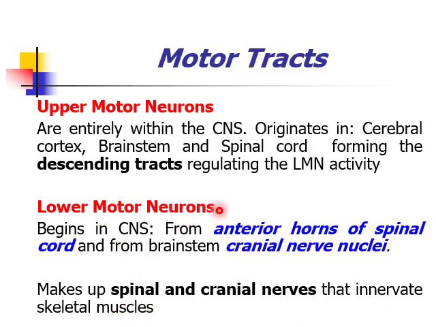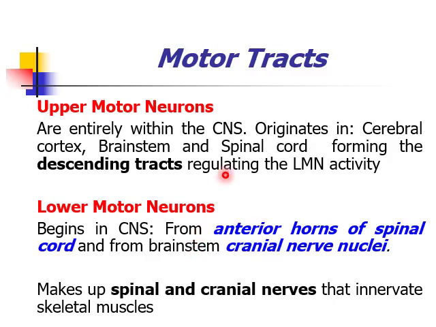This lower motor neuron, after exiting from the central nervous system, constitutes parts of a spinal or a cranial nerve according to where it originates. If it originates at the brainstem, then it would be one of the cranial nerves. If it originates within the spinal cord, it would be one of the spinal nerves.